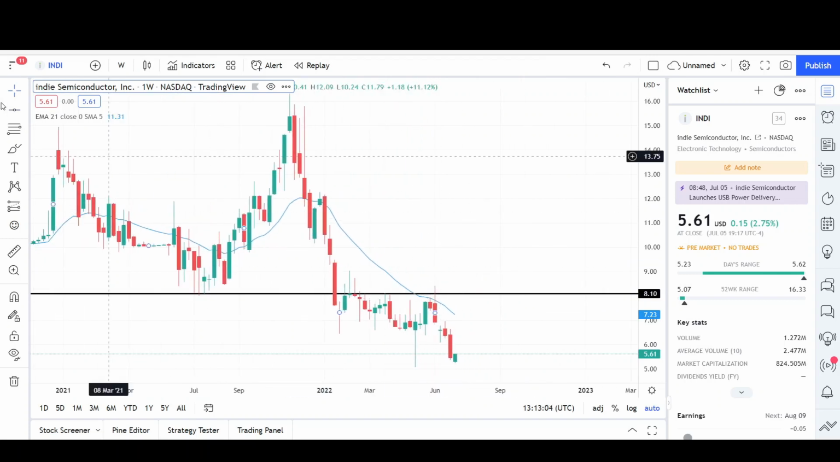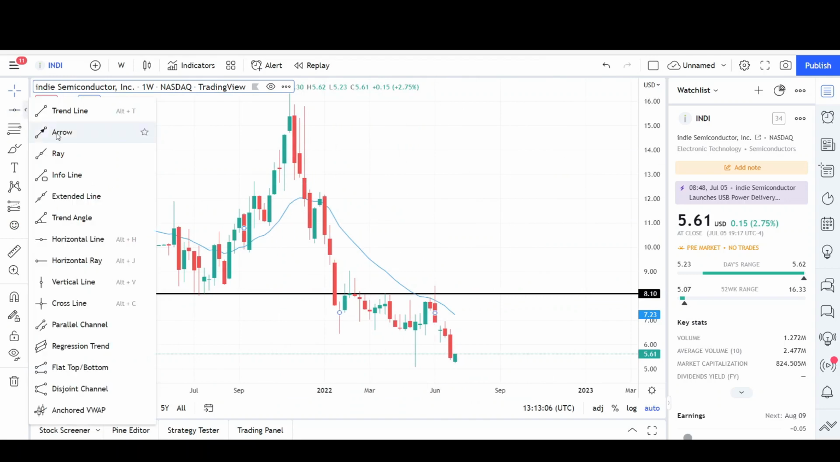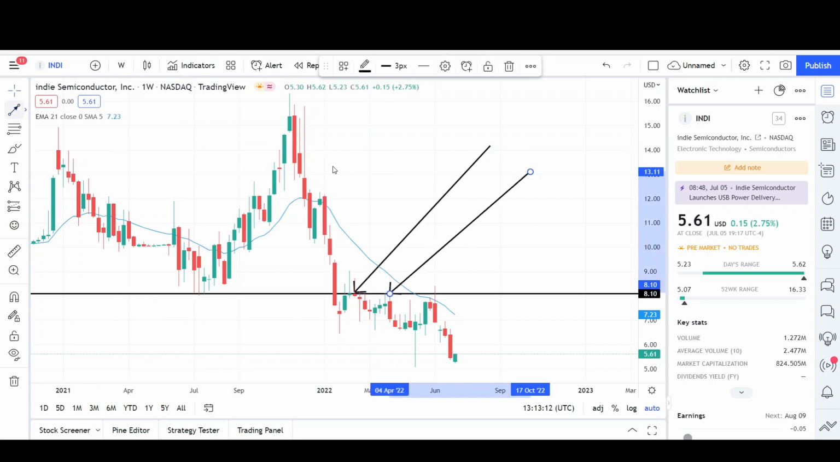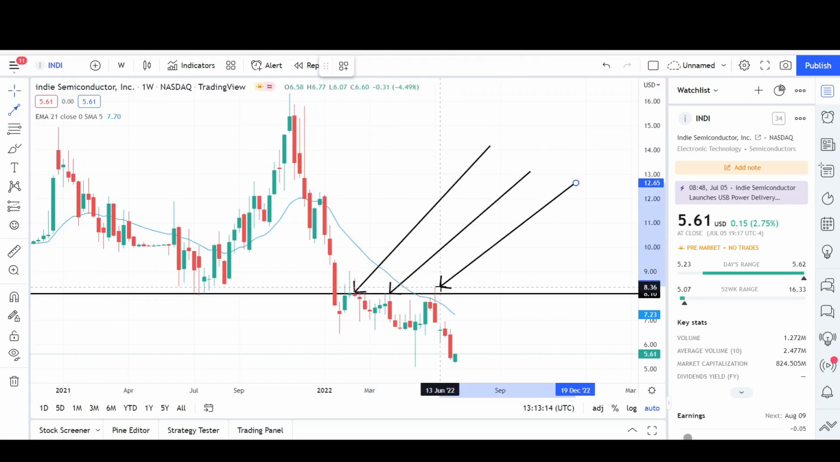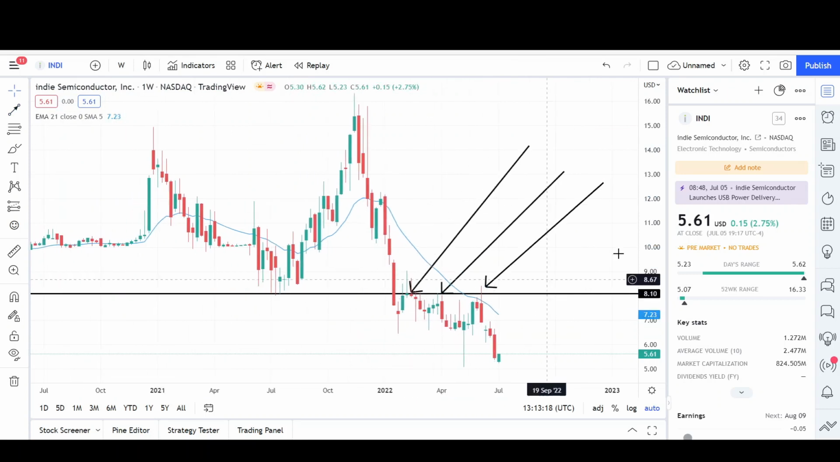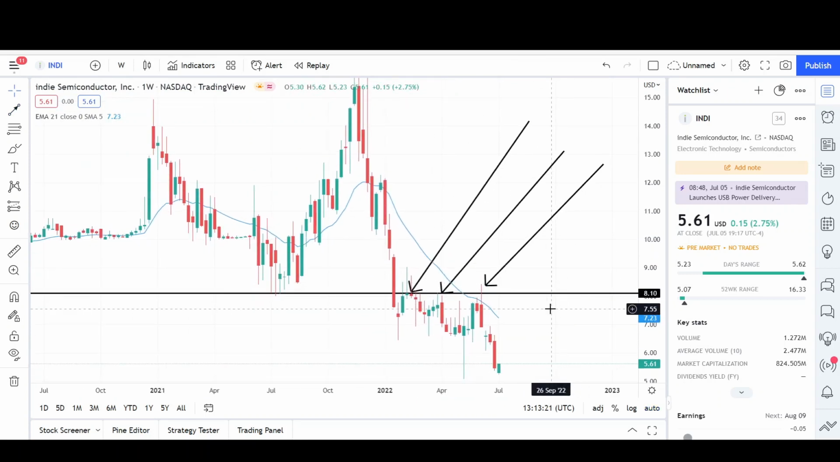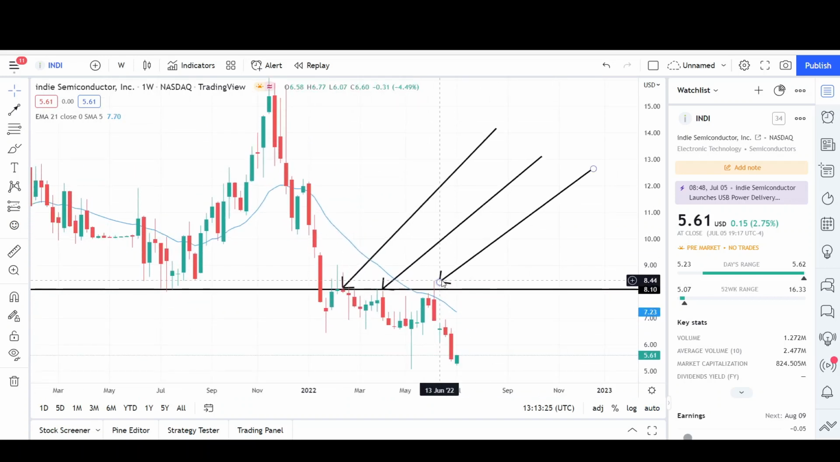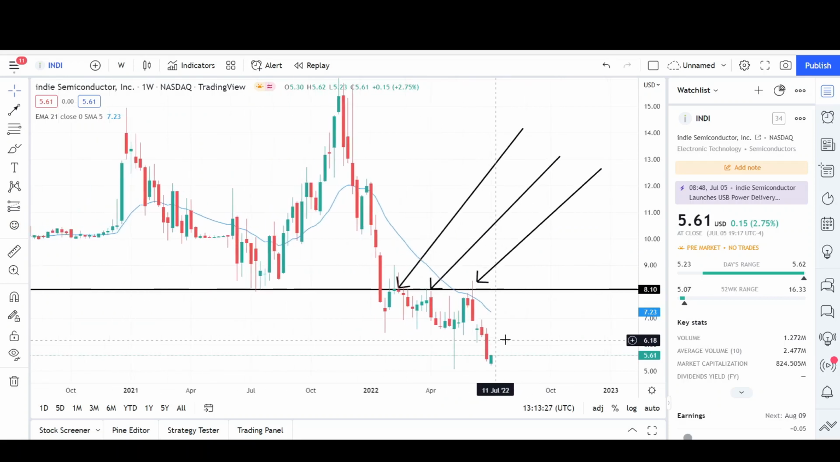We got actually a triple test. You can see that this was the first test right here. This was the second test, and this was the third test. So whenever you see a triple test or a triple top, that tells traders, hey, this is a strong level, so you should probably take a short. And you can see that right after the triple test was a lot of selling. So I don't think the selling is over.